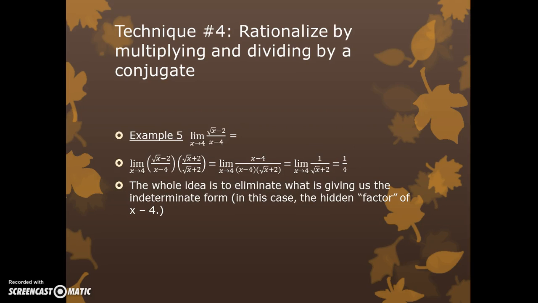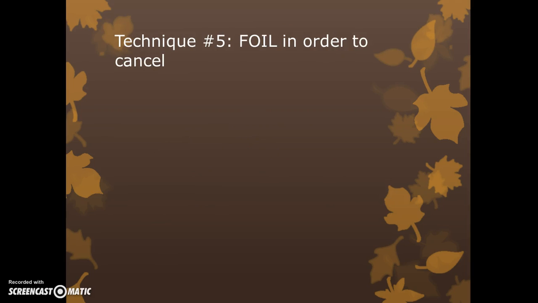The whole idea again is to eliminate what is giving us the indeterminate form. In this case, there was a hidden factor of x minus 4, which was giving us problems. That's how we knew to multiply and divide by the conjugate, because that gave us a factor on the top of an x minus 4. That could then be canceled.